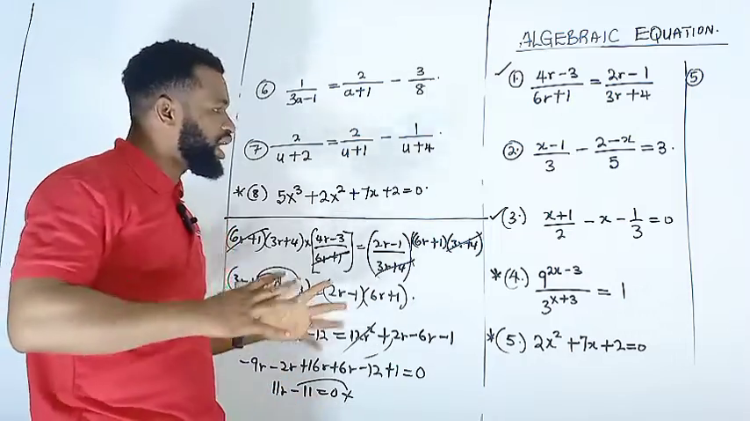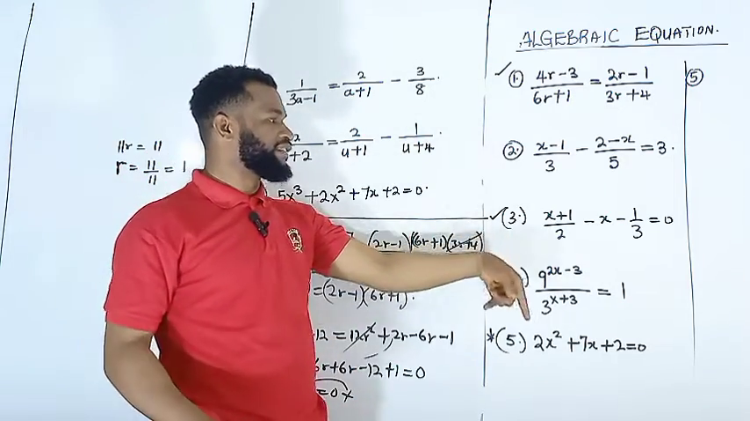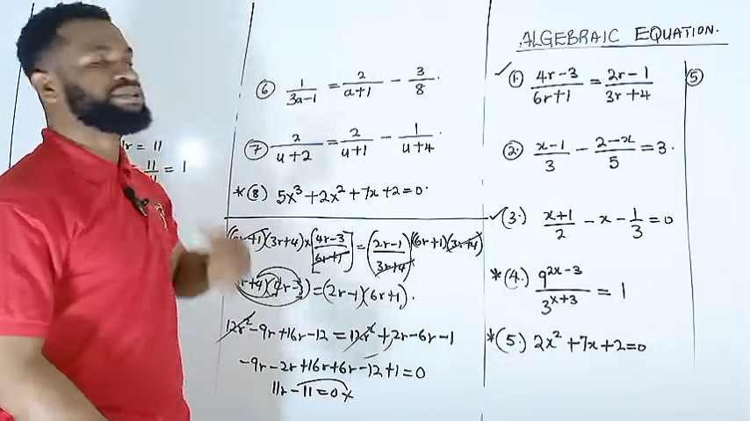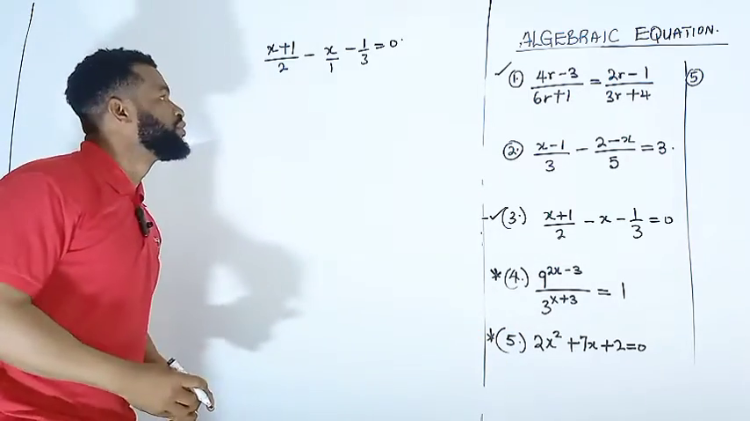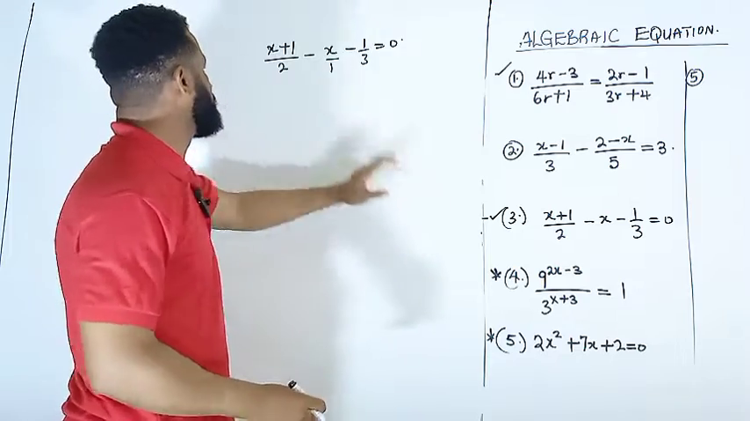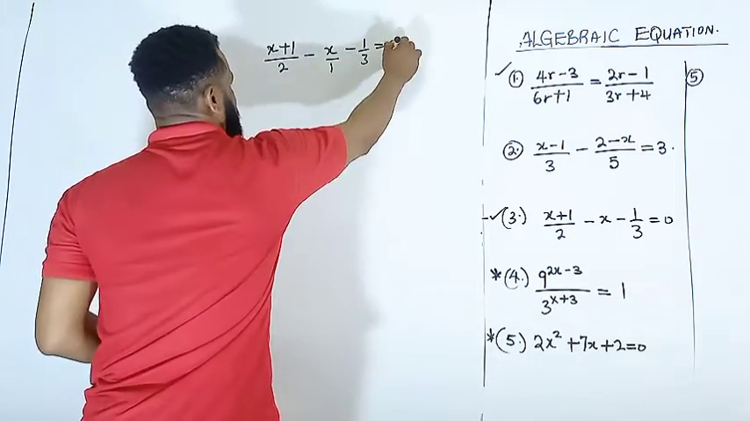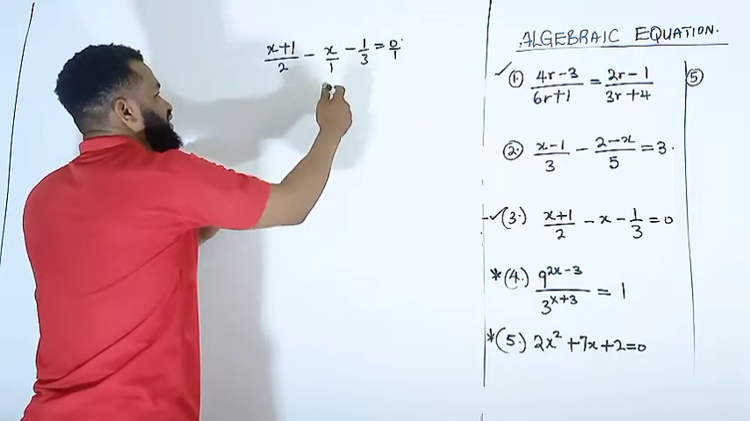Let's do number 2 and close for today. Then next class we'll be dealing with things like this and this one. So at this point, what is the LCM of 2, 1, and 3? And that's over 1. LCM of 2, 1, and 3 is 6.